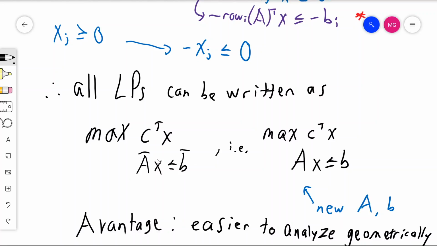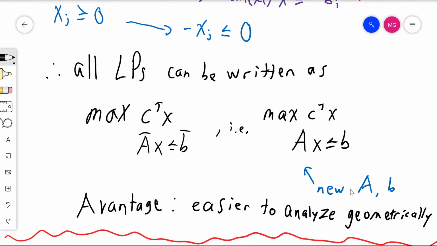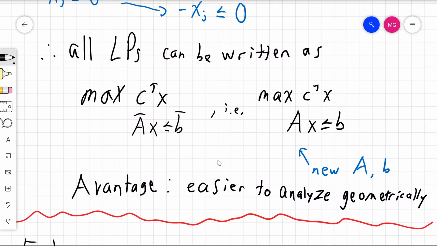And I'm just going to drop the A bar and B bar from the notation. I'm just going to say max c transpose x such that Ax is less than or equal to b, because it's just a new A and B. I'm not referring to the original matrix A and b from the standard equality form. It's just new notation, so we don't have to keep writing bars over everything, because we're not going to be referring back to the standard equality form.